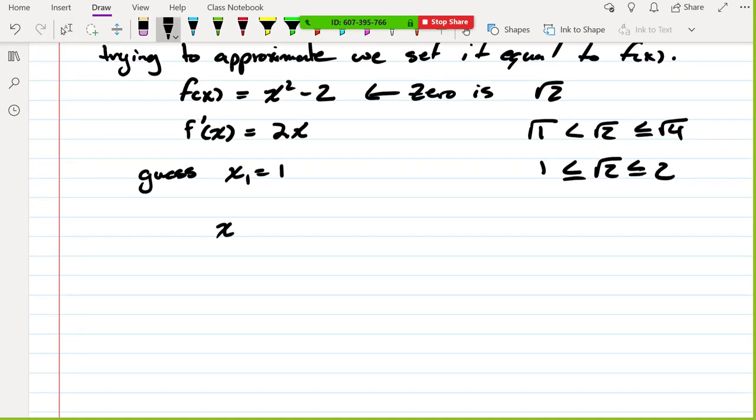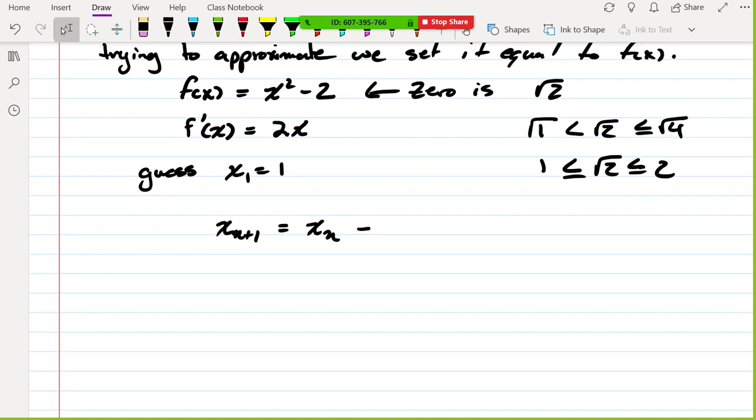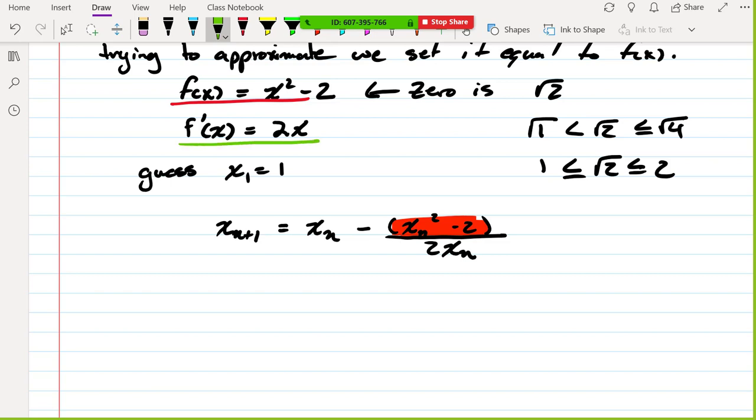So I'm going to guess x equals 1. And then our formula becomes x sub n plus 1 is equal to x sub n minus f of x sub n over f prime of x sub n. So that's going to be x sub n squared minus 2 divided by 2 times x sub n. So I just plug x sub n into my f that I had here, and I just plugged x sub n into my f prime, which I had here.